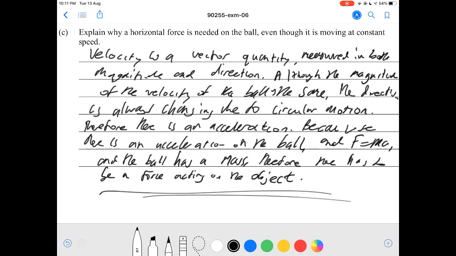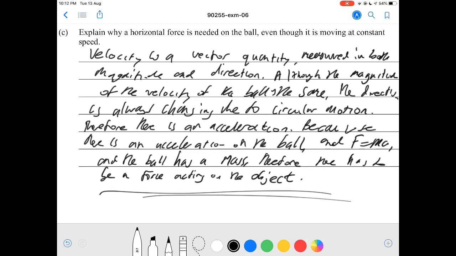So you're going to define what velocity is: velocity is a vector quantity. You're going to say that although the magnitude is the same, the direction is always changing. And because the direction is always changing, there has to be an acceleration on the ball. Because there's an acceleration, you link that back to F equals ma, and because the object has a positive mass and there's a positive acceleration, there must be a positive force acting on the object. And that's basically how you would explain this type of question.